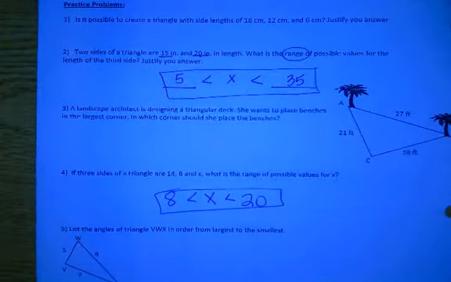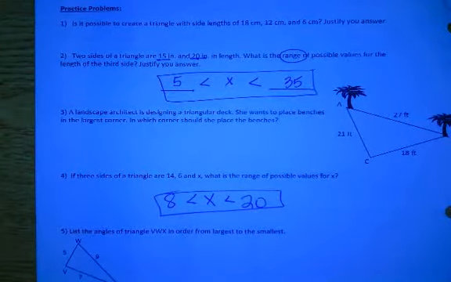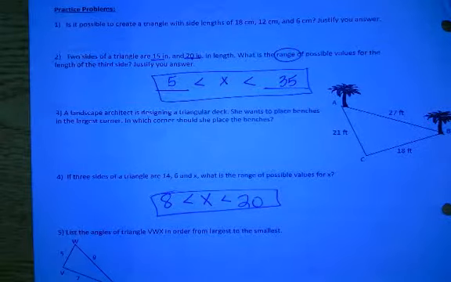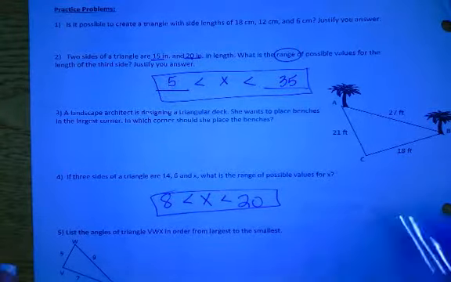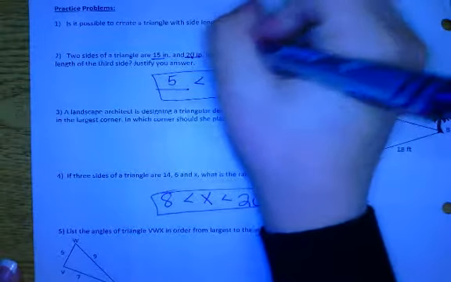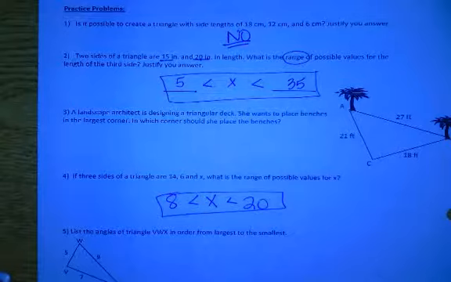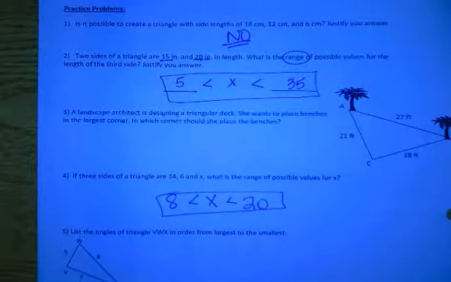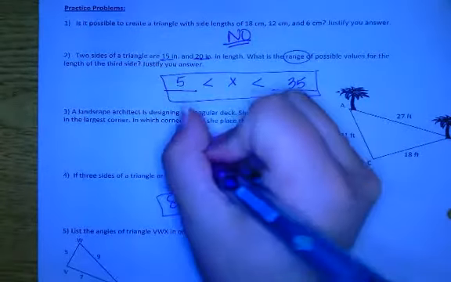Alright, let's go through these so that I can hand out the homework for you guys. Okay, number 1, is it possible to create a triangle with sides 18, 12, and 6? No. Number 3, a landscape architect is designing a triangular deck. She wants to place benches in the largest corner. Which corner should she place the bench? C. Angle C. Number 5, list the angles of the triangle VWX in order from largest to smallest.